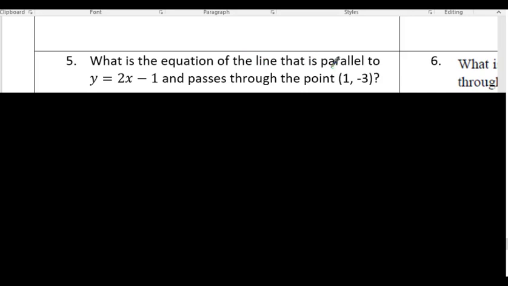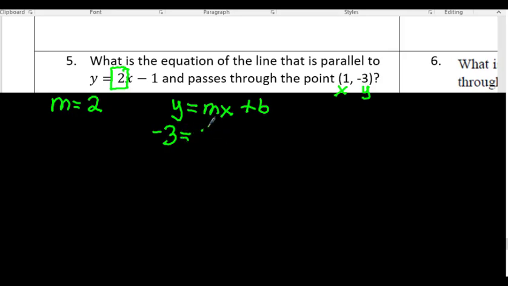All right, for 5, we're looking for a line that's parallel to this line. So we know our slope has got to be what? Our slope has got to be 2. So we already know that our slope is equal to 2. What I don't know is my b, right? But we do know I got an x and I have a y, so we're doing the same thing that we've been doing. Y equals mx plus b. Plug in our y, -3. Plug in our m of 2, plug in our x of 1, and solve for b.